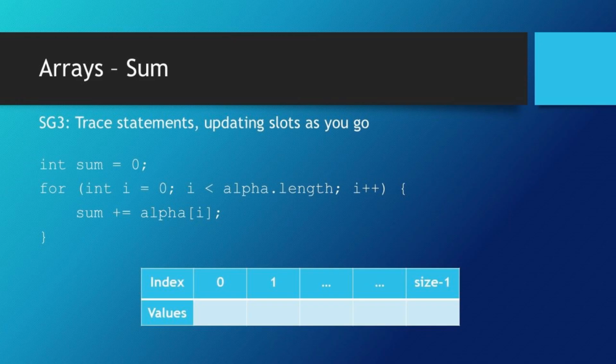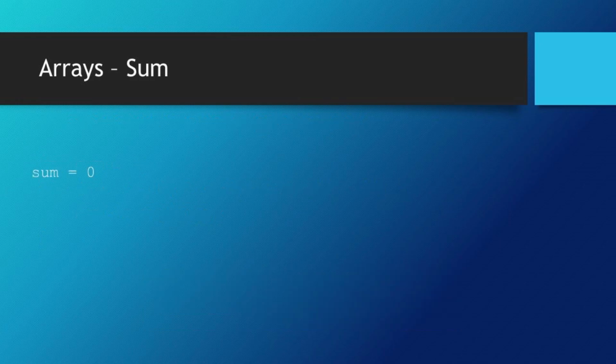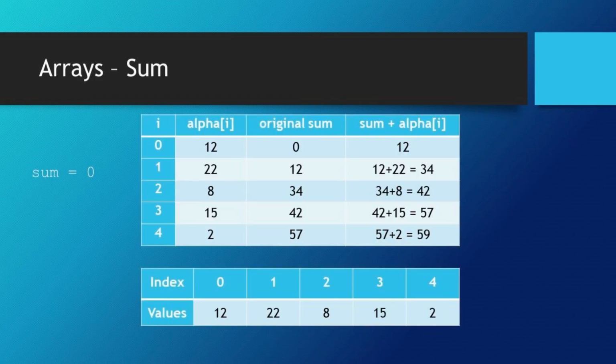For subgoal 3, we trace the statements, updating the slots as we go. What is this code doing? Let's trace it with one sample array. First, let's set sum to 0. In this case, we are walking through the array from index 0 to less than length, or index sub 4.